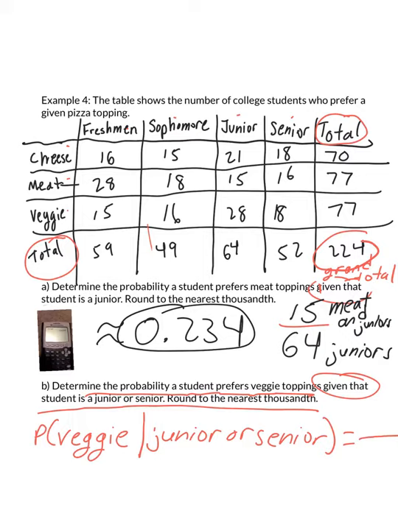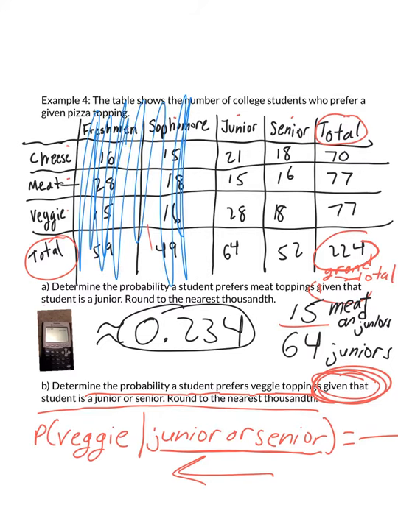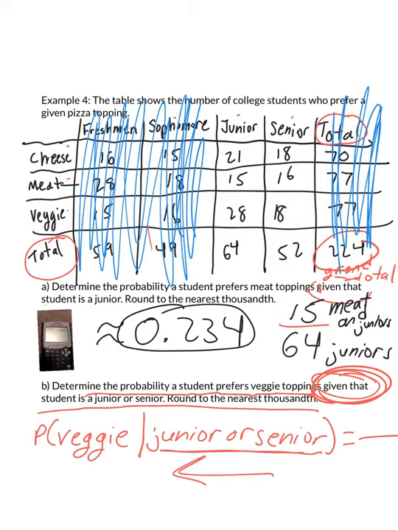We always work backwards with conditional probability whenever you see the phrase "given that." So if I work backwards, I only care about what's at the end of the sentence. We're guaranteed just the junior or senior names. So freshmen, sophomores, sorry, we don't care about you here. Get rid of the totals over here. So I only care about the juniors and the seniors. We have 64 total juniors plus 52 total seniors.